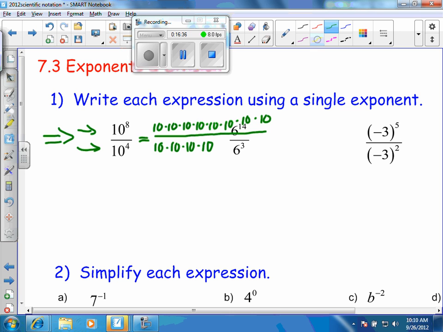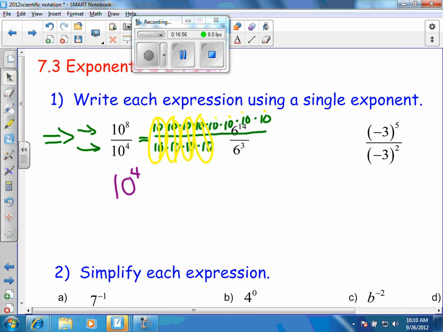But what did we learn about this? It's 1, right? And this? 1. And this? 1. And this? 1. So we have 1, 2, 3, 4 10s left. So this is just 10 to the 4th. It is easy when you see it the second time. So you don't really want to go the long way, right?